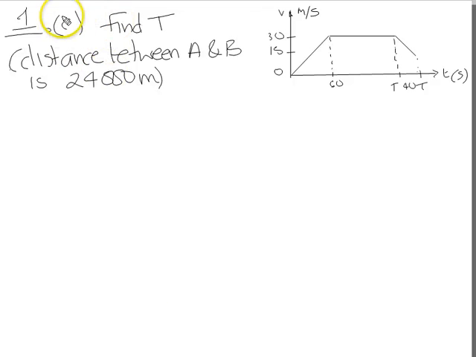Okay guys, let's have a look at part C, question 1 part C. This part of the question says just to find the total time that the distance took between A and B. Here's our velocity time graph that we had from previous section. And we're also going to use the piece of information now in the question which says the total distance between A and B is 24,000 meters.